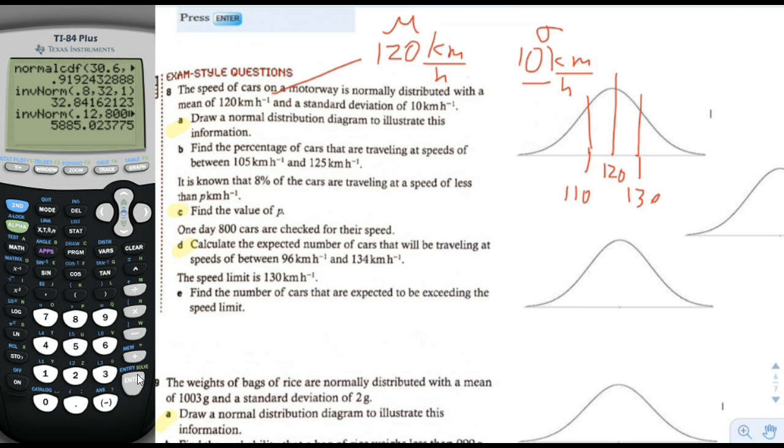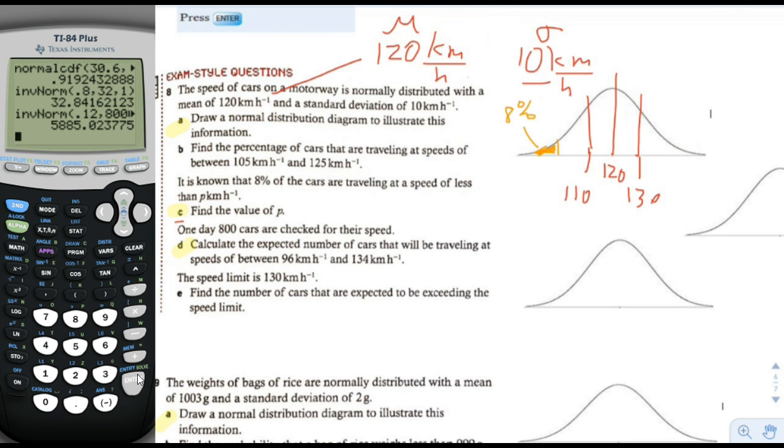All right, so we did A. Now C. It is known that 8% of the cars are traveling at a speed of less than p kilometers per hour. Find the value of p. Okay, so we know that 8% of the cars are less than p kilometers an hour. And so that would be like a region kind of over here, right? 8%, a small region, right? It wouldn't be over here because this would be greater than P, and we don't want greater than P, we want less than P.